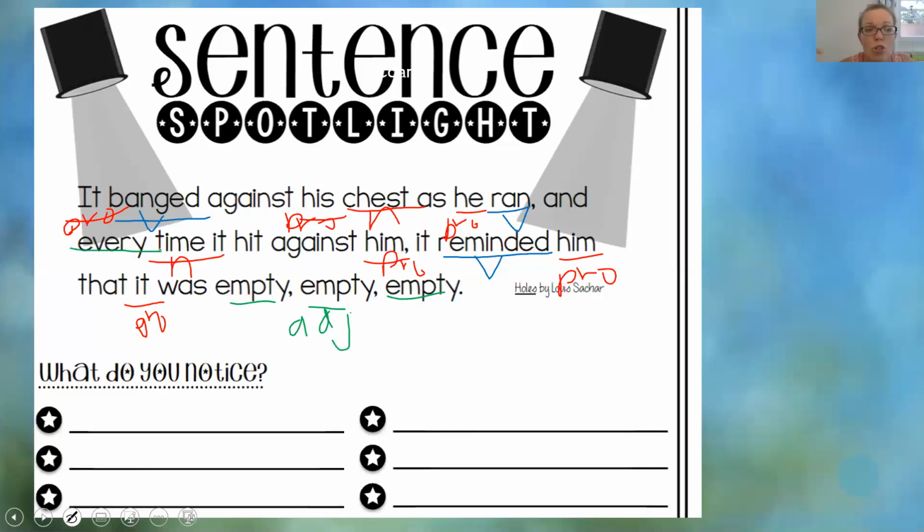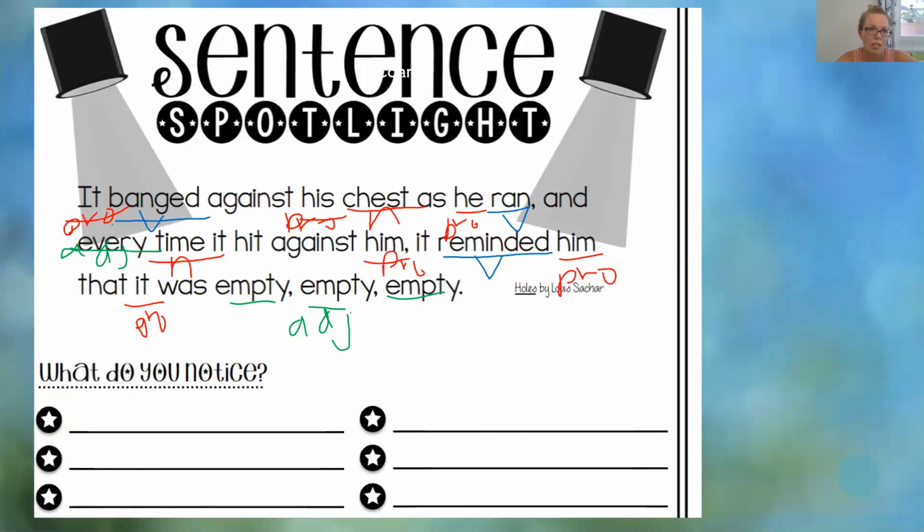Every is describing the time. How many times? What kind of time? Every time. That becomes an adjective. Okay, so there's a lot more we could identify in there, but those are the main parts of speech.